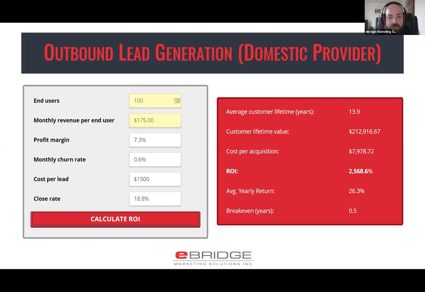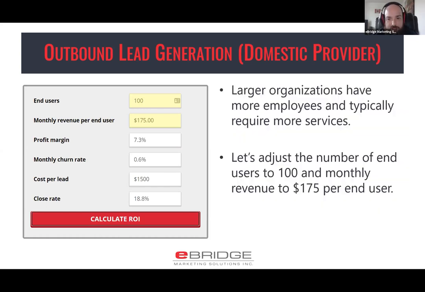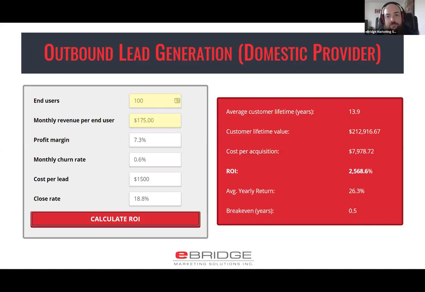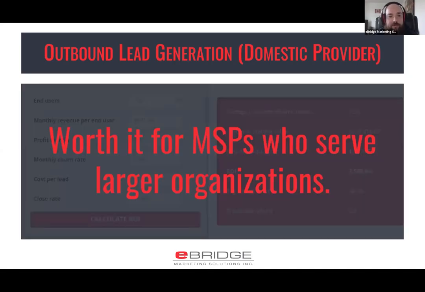And you can see the impact on the customer lifetime value in particular. Before, it was 45,000. And now it's 212,000. So, up 4 times as much, and definitely a substantial improvement for sure. So the conclusion there is, outbound lead generation from a domestic provider is worth it for MSPs who are looking to serve larger organizations. If you're looking to serve smaller organizations, it's going to be a bit of an uphill battle.